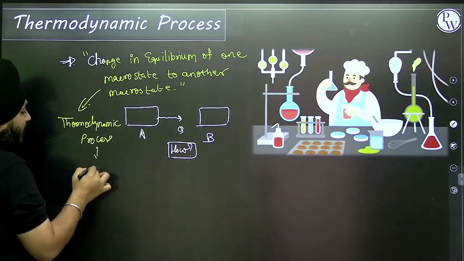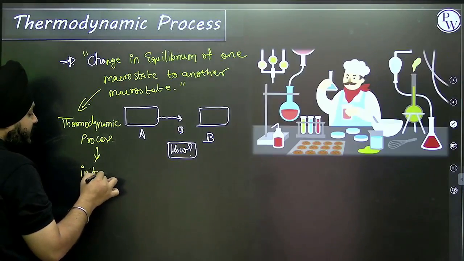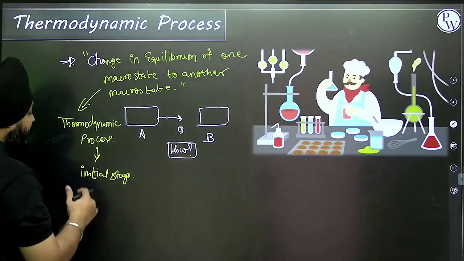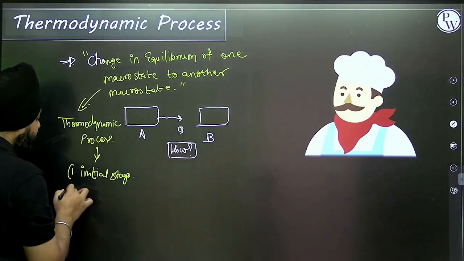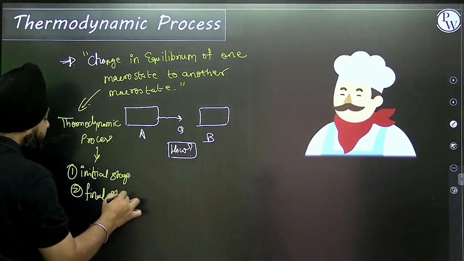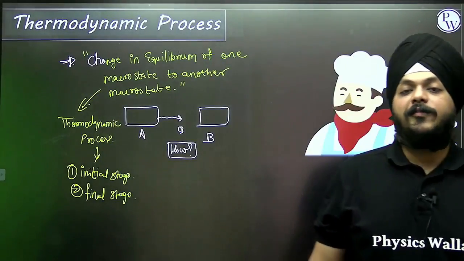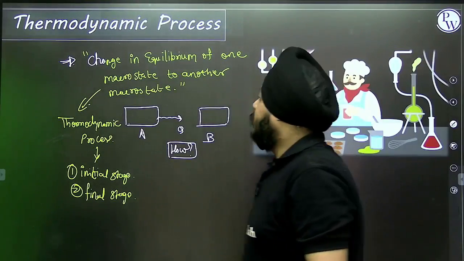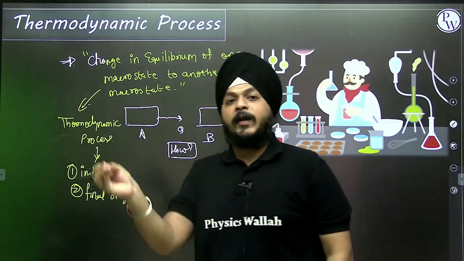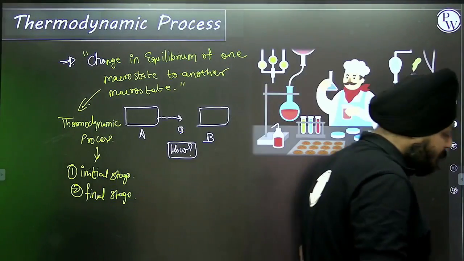In another sense, in a thermodynamic process, two stages are involved. First is the initial stage, and the second is the final stage. Thermodynamics always begins from the initial state and reaches the final state. So the change in equilibrium of one microstate with respect to another defines the thermodynamic processes.